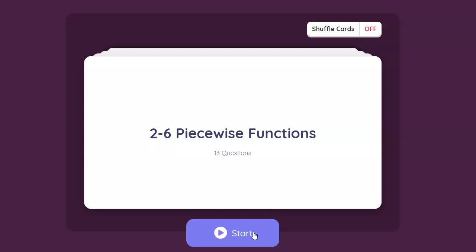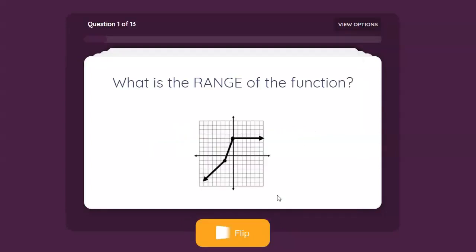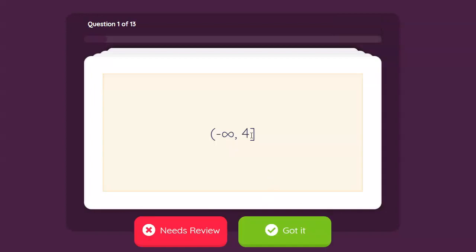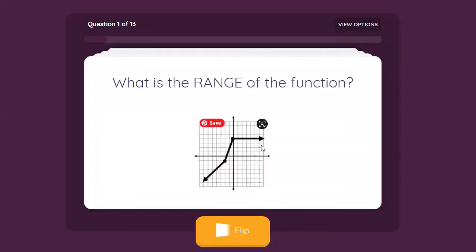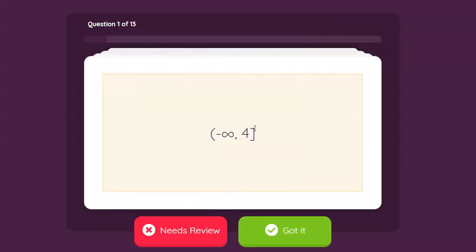All right, let's talk about the quizzes from Wednesday. Some of these questions kind of gave you guys a hard time. So the range is the y values. You can see here that these two lines connect and then this line continues down. So this range is going to be the flat line and then all the values below it. The flat line is at 4, so the y values are going to be y less than or equal to 4. Remember, a bracket means equal, and negative infinity means extending down all the way to the end.